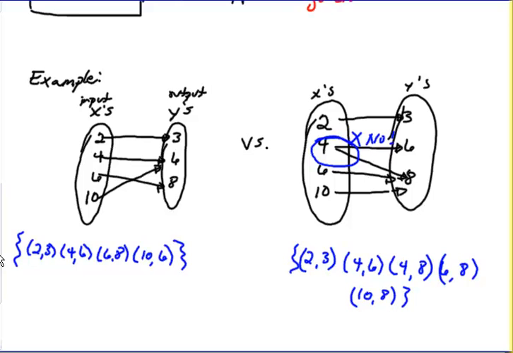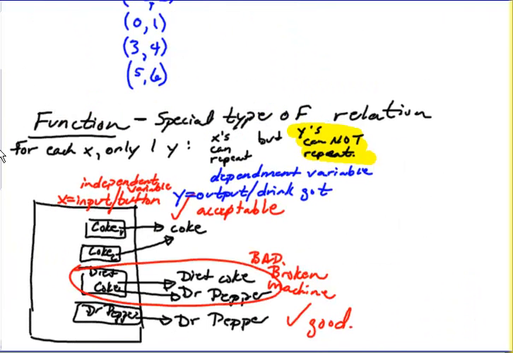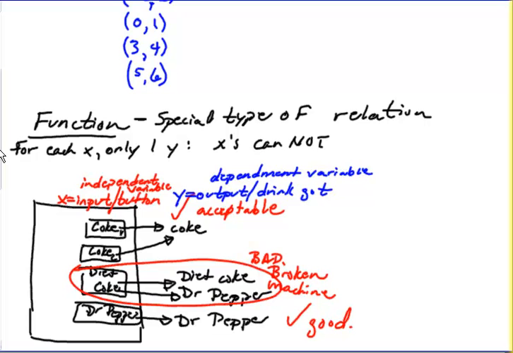Wait a second, did I say it backwards? Yes, I did. Let me fix it. X's, sorry. X's cannot repeat. I'm sorry I wrote it backwards. Good thing I backed up to the highlight. You guys have been hating me for sure.